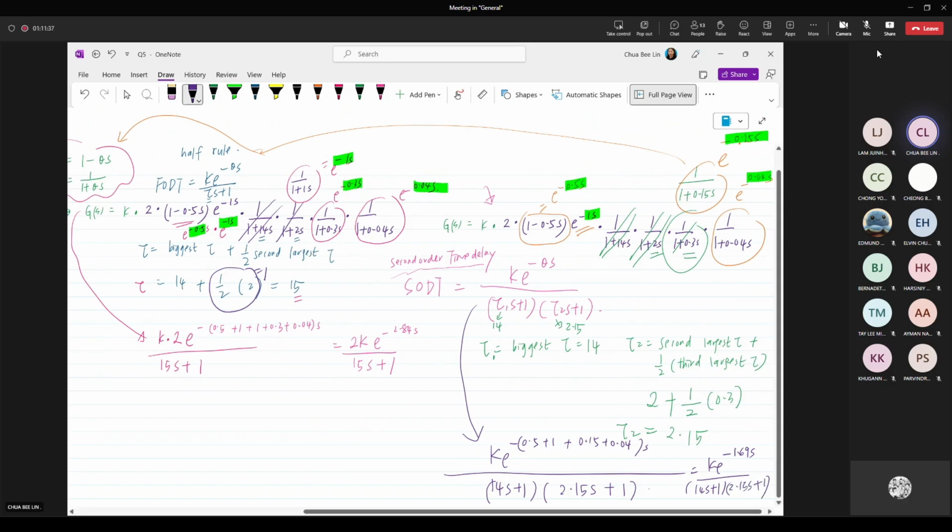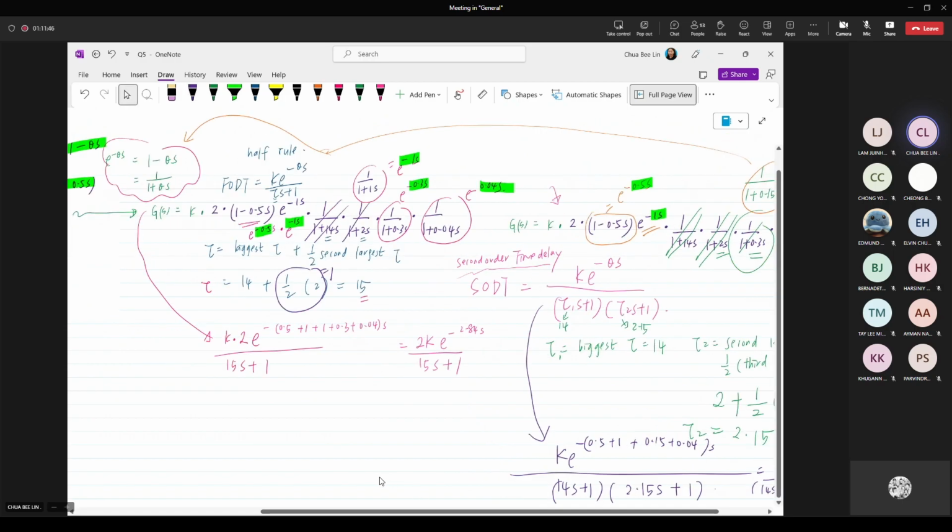You'll be having this one in your test. So you try a few times. It's a very simple question. It's using the approximation method, mainly based on just these two equations.